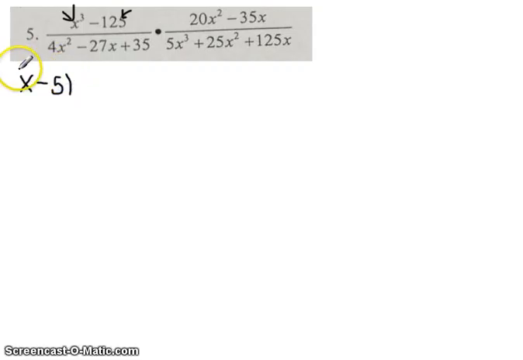Alright, now from there we do the rules. Square the first term of this one, so that would be x squared. Multiply these two together and then change the sign, so plus 5x, and then square this last term, so plus 25.